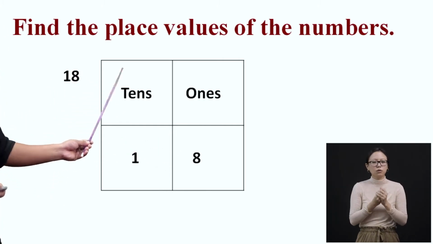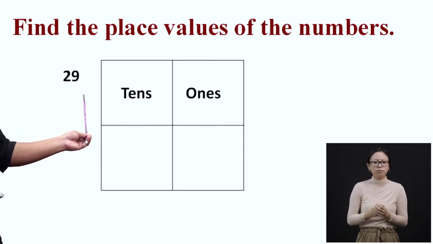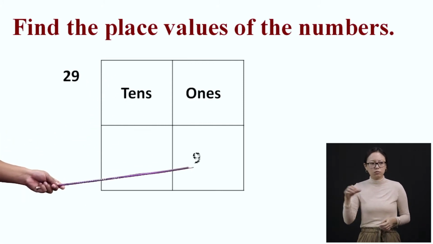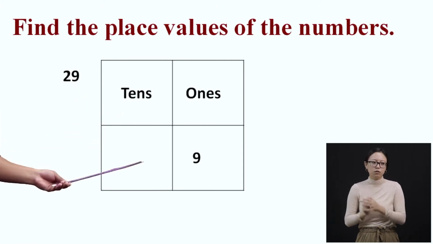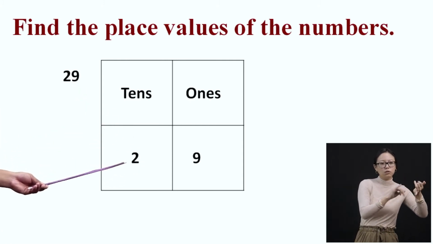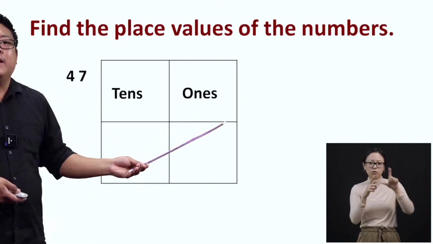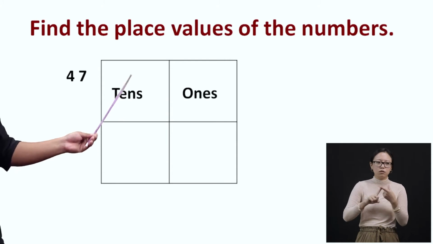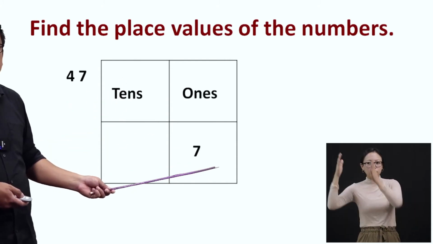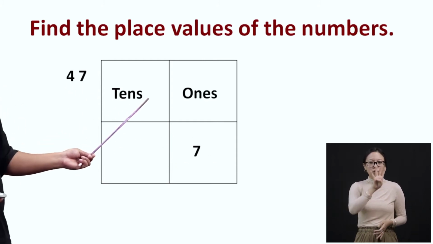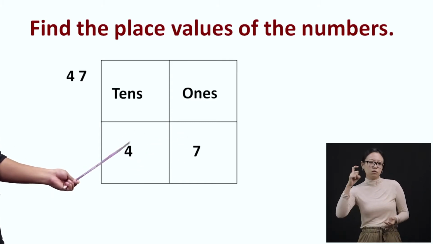All right. Similarly, in the next example, we have 29. So this 9 is on the right, so it will come in ones place. This 2 is on the left, so we will put it in tens place. When we combine these two, we get 29. All right? And again, another example with a different number, 47. 7 will come in ones place. 4 will come in tens place. So when we combine it, we get the number 47.